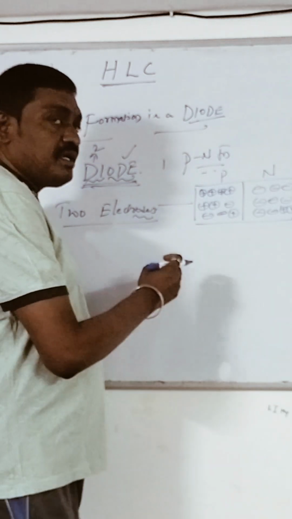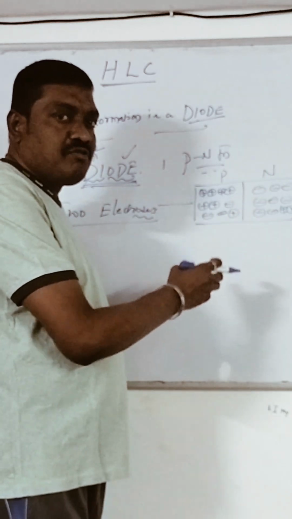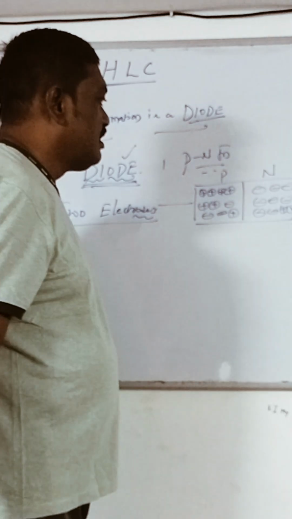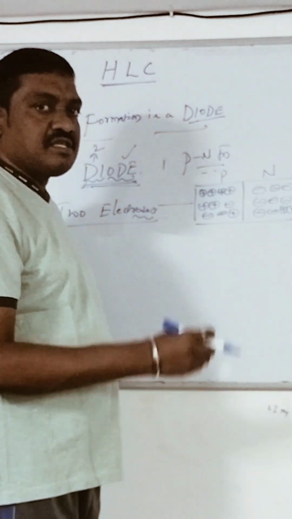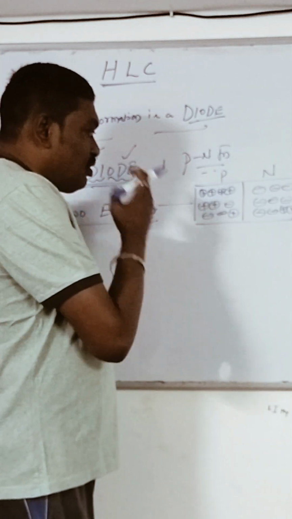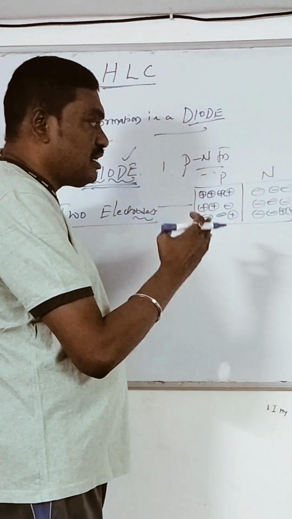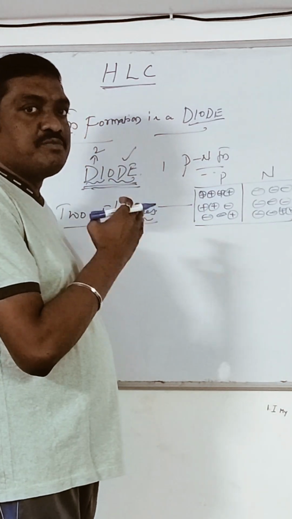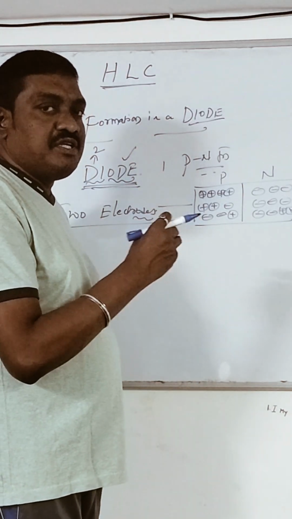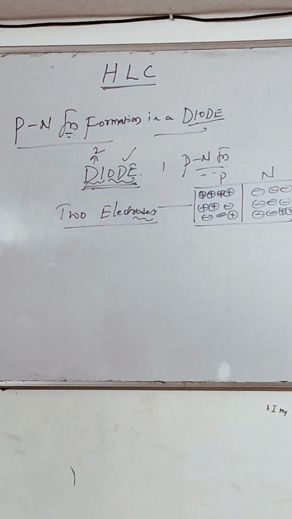So, whenever a P-type material is joined with an N-type material, what will happen? In the P-type material, the concentration of holes is greater than the concentration of electrons, whereas in the N-type, the number of electrons is greater than the number of holes. When these two materials come together, the holes in the P-type tend to move towards the N-type, and the electrons in the N-type tend to move towards the P-type. Why? Because an attraction force acts between these two materials.